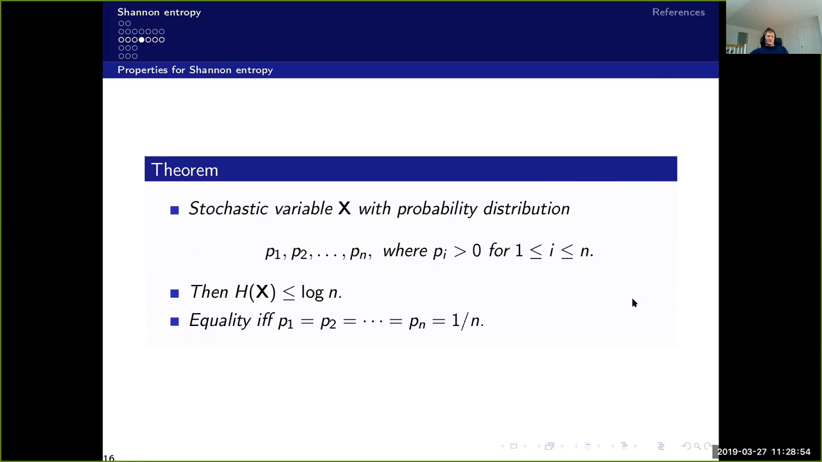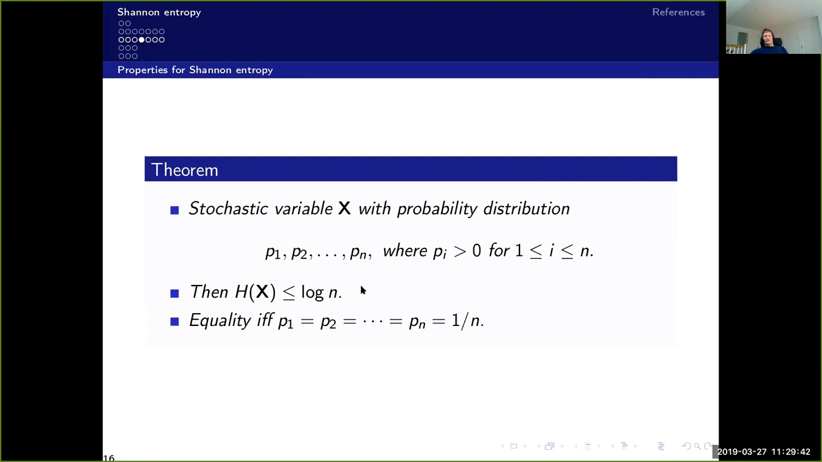And this allows us to say something about Shannon entropy, because this is the case. So say that we have a stochastic variable x here with a probability distribution of this. So the probability distribution in the case of our previous examples was the probability of each outcome. So that's basically what we have here. And what this theorem says is that the entropy of this stochastic variable x will always be less than or equal to the logarithm of n, and n was the number of outputs here.